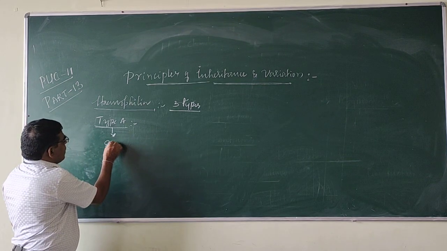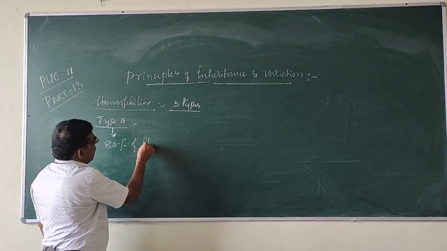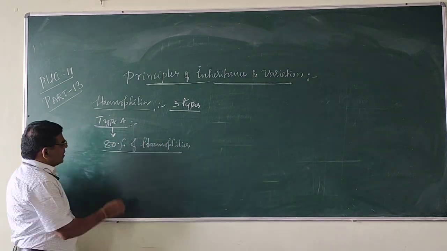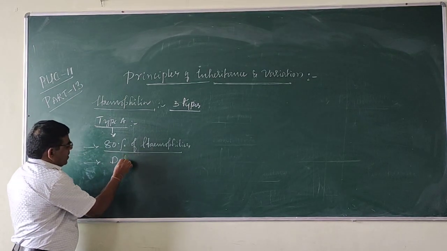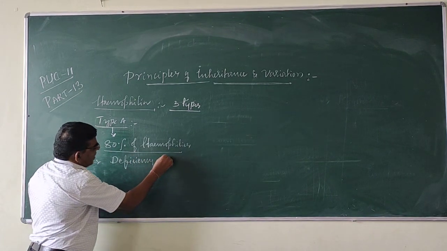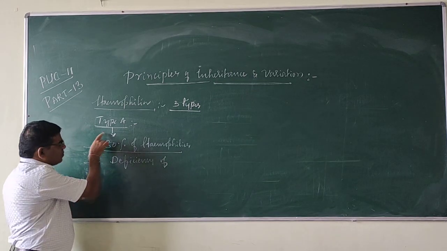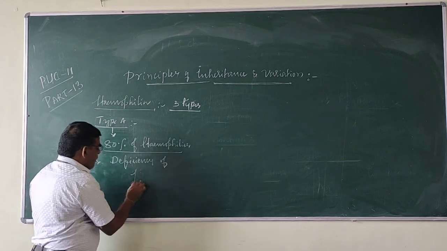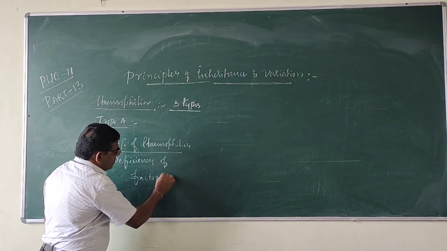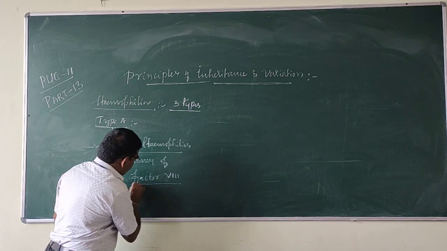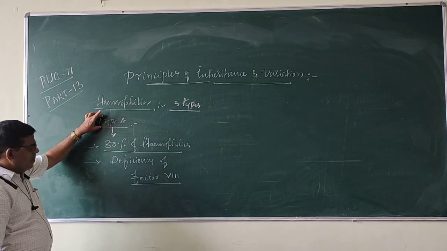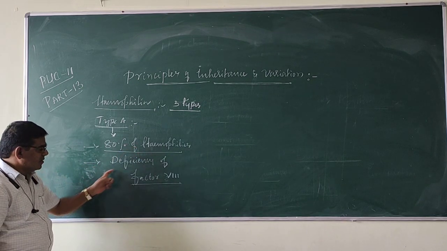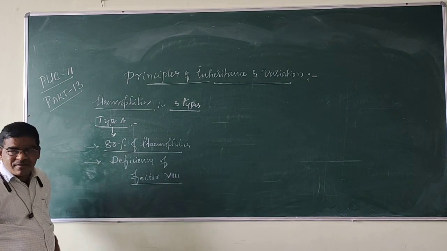80% of hemophilics. This is due to the deficiency of factor 8. Type A hemophilia is caused due to deficiency of factor 8. Here, type A hemophilia is exhibited by 80% of hemophilics, because of deficiency of factor 8.